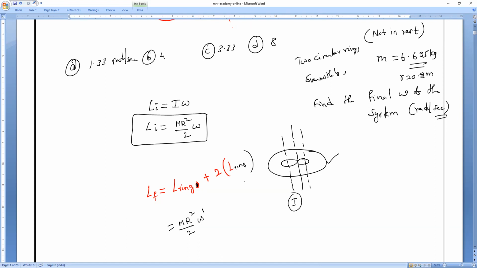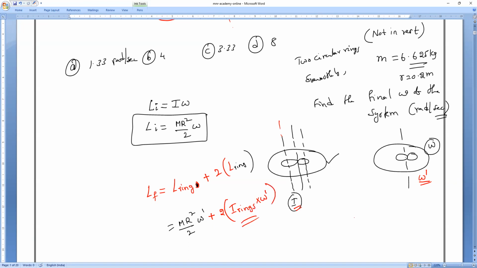Is it okay, guys, everyone? Initially, alone, it is rotating with angular velocity omega. Now, after putting the rings, definitely there is a change in angular velocity. Do you all agree with me? That is only what we have to find, so let's assume that is omega dash. So I'm assuming omega dash plus 2 into the ring's angular momentum, which is I of the rings into angular velocity omega dash.